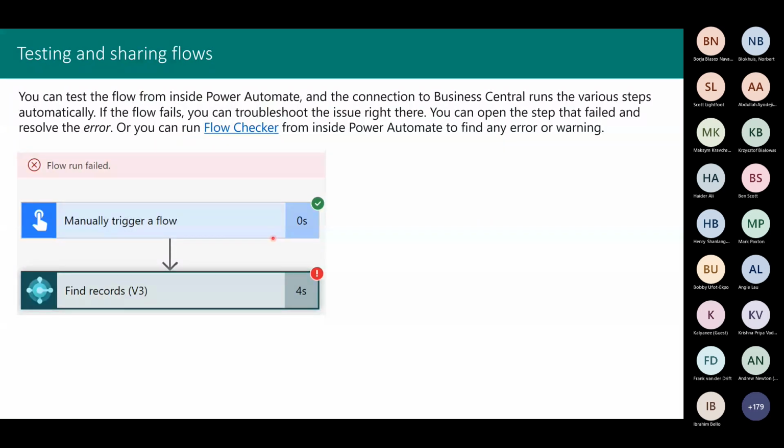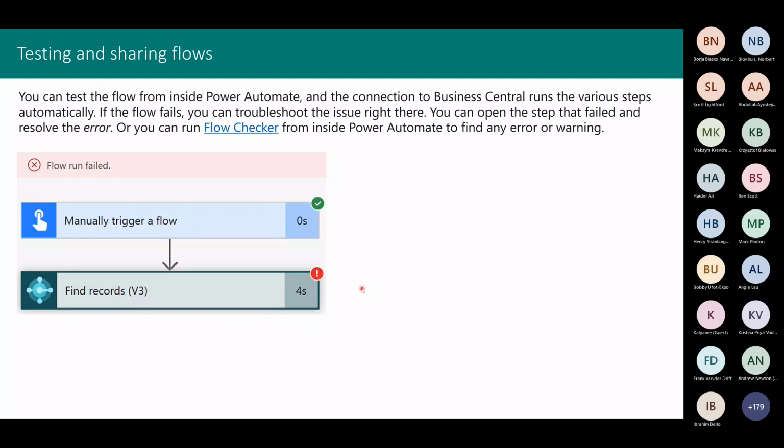Please remember also that in Business Central, you can also test the flow. A flow can be directly tested in Power Automate, and the connection with Business Central executes the code. If there's an error, the flow fails. You can troubleshoot the issue directly from the Power Automate portal by clicking on the failed flow, and you can see why the flow failed. And you can also use the flow checker inside Power Automate to find if you have errors or warnings.